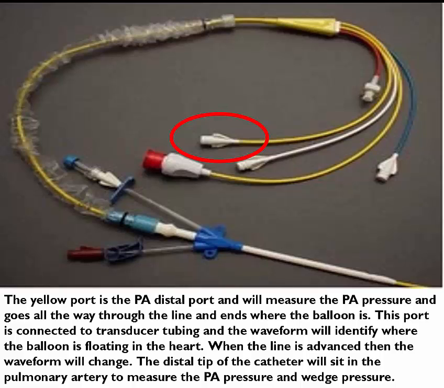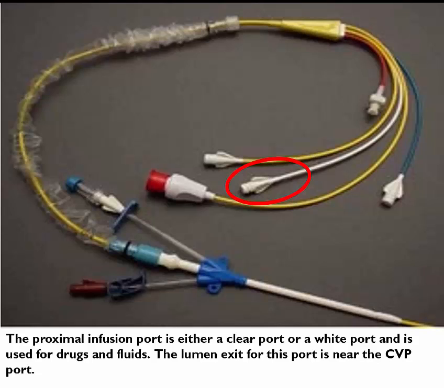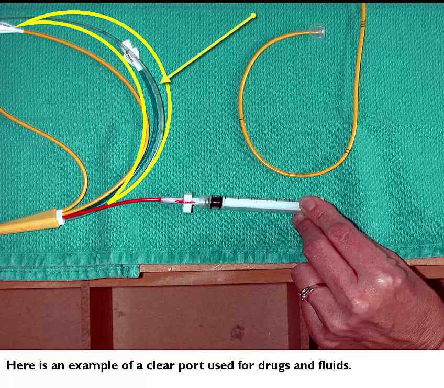The proximal infusion port is either a clear port or a white port and is used for drugs and fluids. The lumen exit for this port is near the CVP port. Here's an example of a clear port used for drugs and fluids. Do not confuse this with the blue port.